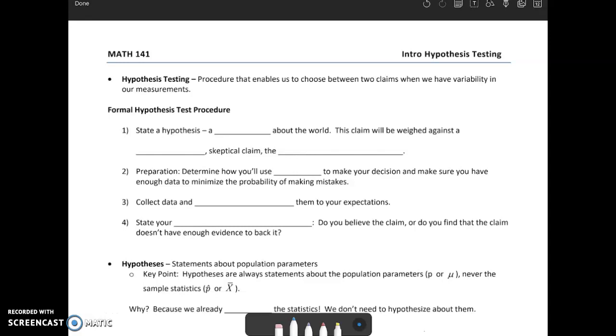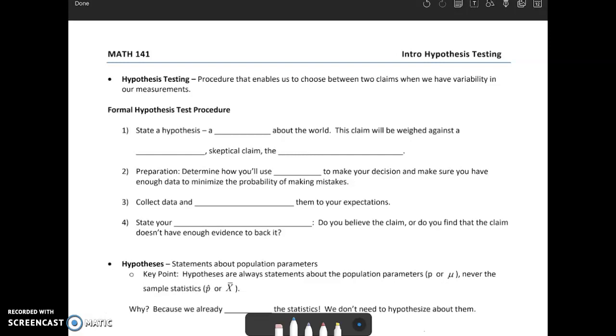In this section, we are going to introduce the idea of hypothesis testing. Hypothesis testing is a procedure that enables us to choose between two claims when we have variability in our measurements. We know that we expect our measurements and our sample data to vary. That is something that we expect to happen. But this helps us to draw that line of how much variation is too much for us to start thinking that something interesting is going on here.